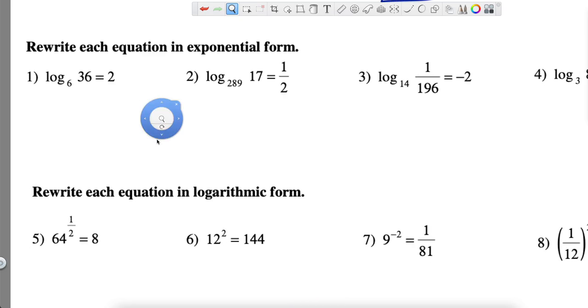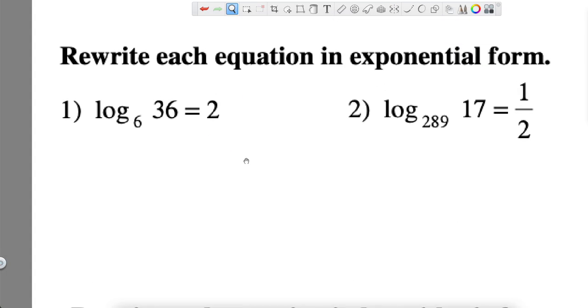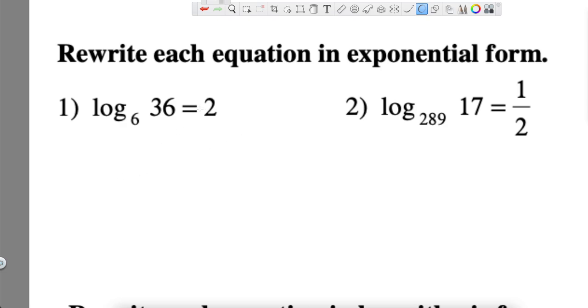Okay, rewrite each equation in exponential form. We're just rewriting here. We don't have to solve for anything. There's no unknown. Log base 6 of 36 is 2, so the base is 6, the exponent is 2, and this equals 36. Yeah, 6 squared is 36.